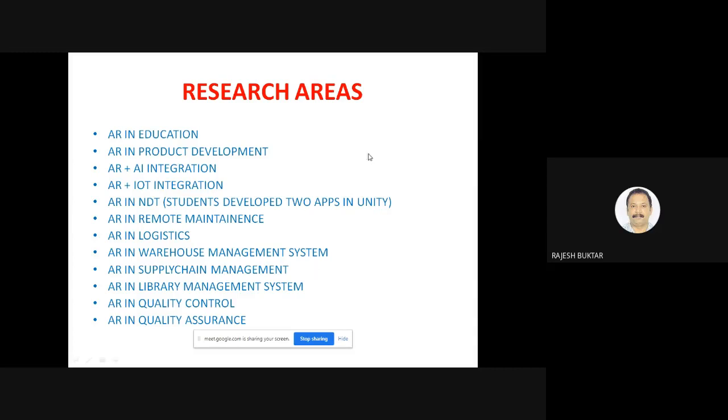Here I would like to tell you that our students have developed 2 apps in Unity for NDT. The corroded portion is made available to visualize through AR. So the data of NDT is captured and made visible through an AR app using Unity. Similarly, AR in logistics for Samsung company and AR warehouse for DHL company can be developed. In library management, you can integrate AR and AI for managing the navigation systems for AR in library. So they can combine AR and AI here.